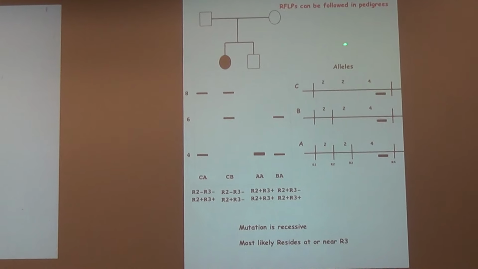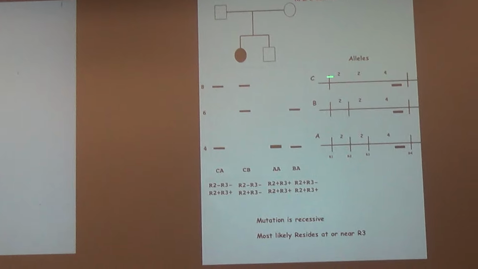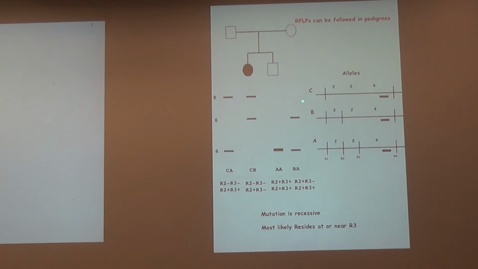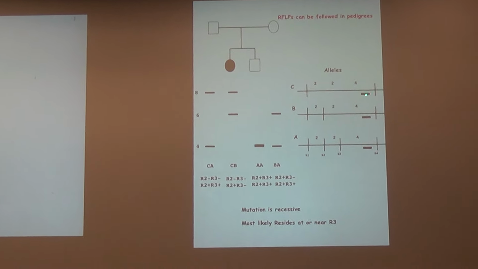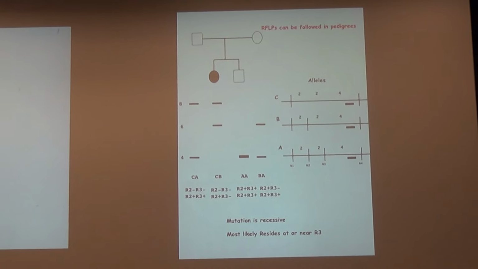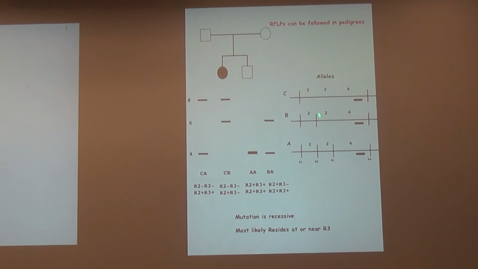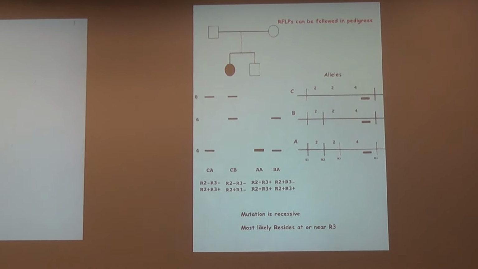That's what we're analyzing. So we have this fragment, the C fragment, which is an 8 kb fragment in this example, analyzed by this probe. We're going to use the same probe in all of these individuals. In this individual, the allele B, R3 is the site that's missing. So when R3 is missing, you end up with a 6 kb fragment. When R2 is missing and R3 is missing, you end up with an 8 kb fragment.